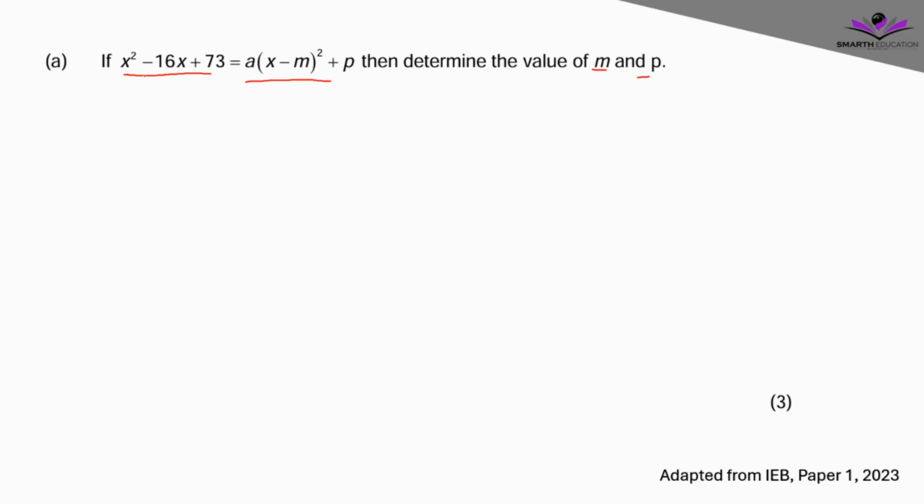We have to change the standard form, which is this one, to this form. We usually call it the turning point form because it gives us the coordinates of the turning point. So we have to change the standard form to the turning point form. Then how can we do that? We can do that by completing the square.